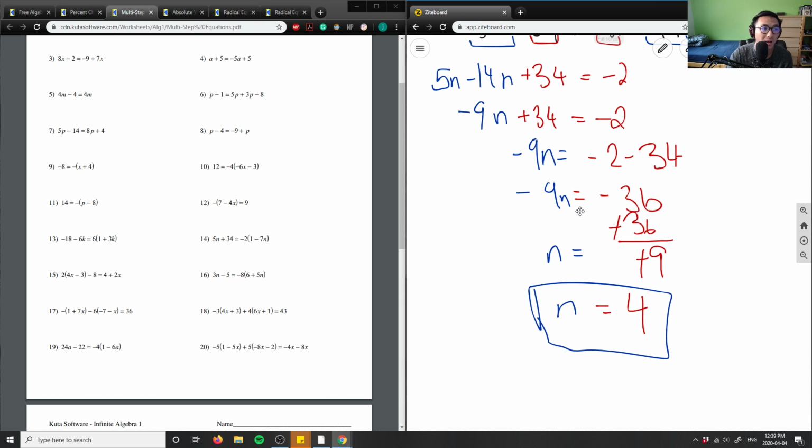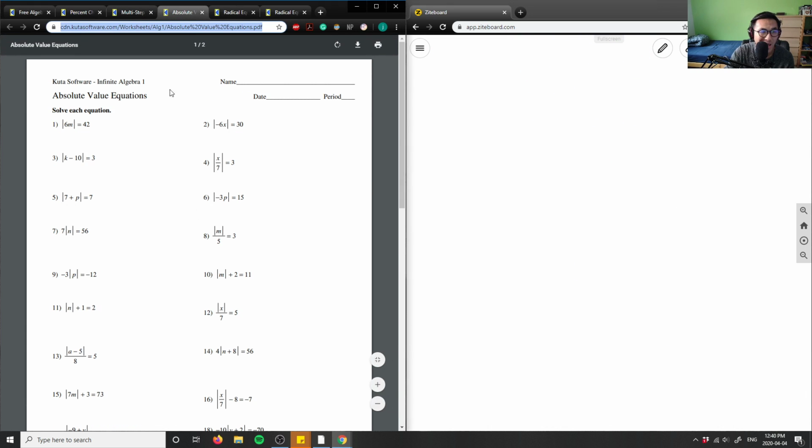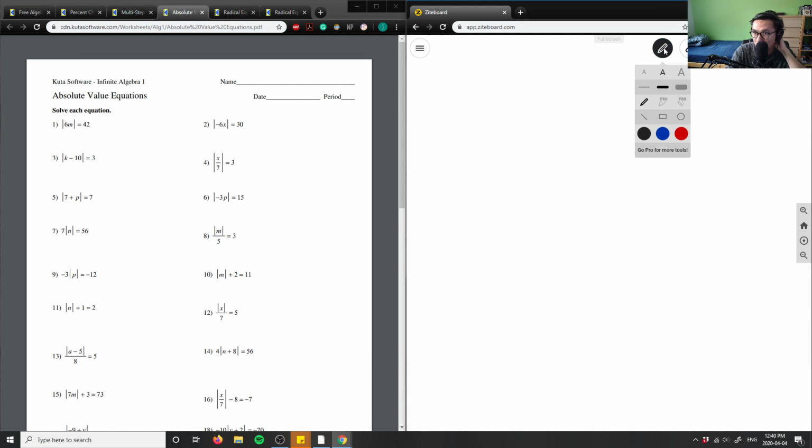So that's what we did in our last lesson. That's just a little review. What we're going to do is use this knowledge and apply it to an absolute value equation. So let me figure this out first. So what is an absolute value equation? Let me write this down.